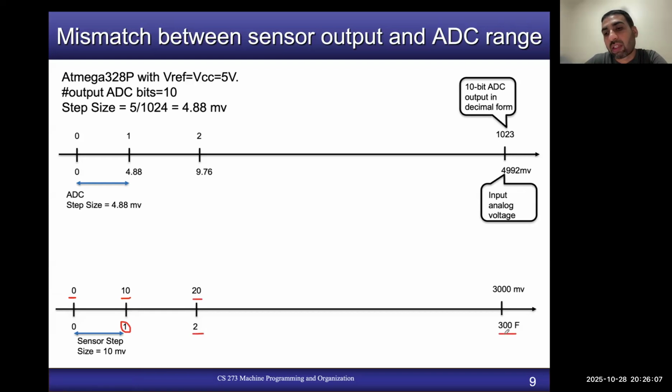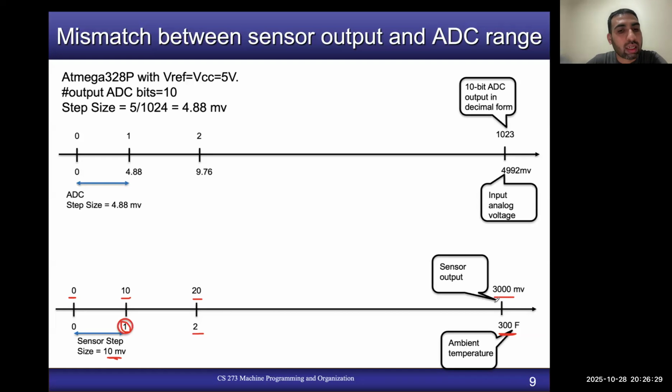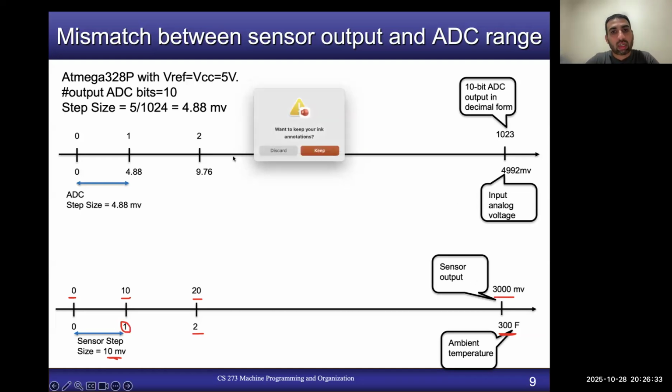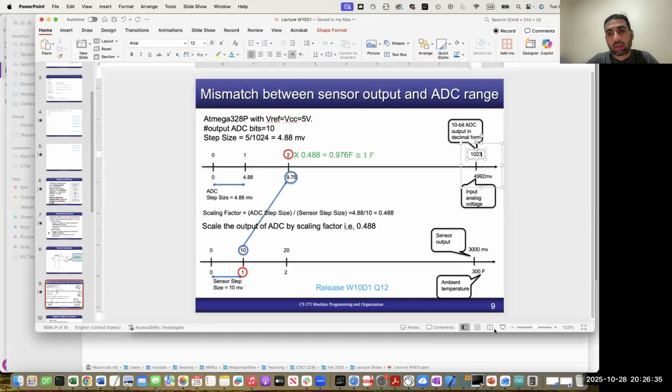And when the temperature is maximum, like 300 Fahrenheit, the output of the sensor will be 3000 millivolt, which is basically 3 volt, right? So what is the step size of the sensor? Step size of the sensor is 10 millivolt, right? Now, again, I'm just trying to explain. On the downside we have ambient temperature, and on the upper side we have the sensor output, right? Now, sorry, let me discard these annotations.